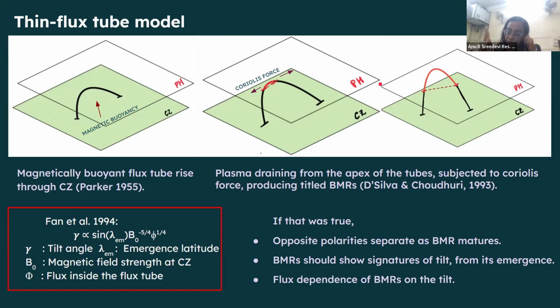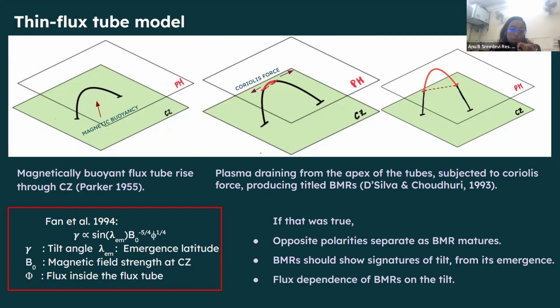Now, if the Coriolis force is the reason for the tilted BMRs, then as the Coriolis force will be acting below the surface, the BMRs should be emerging with a tilt in accordance with Joy's law. That will be the second. The third thing is flux dependence on the tilt. If we can find any flux dependence on the tilt, then we are in a good position. But in previous studies, they were not able to find any flux dependence with the tilt, and that has been cited as a reason to rule out thin flux tube models.